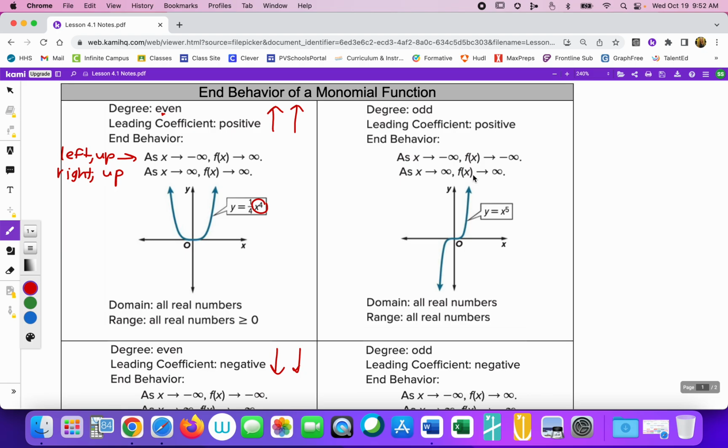They just go opposite directions. So if the leading coefficient is positive, you'll see this down here. It goes down on the left and up on the right. So down and then up. So as x goes to the left, the graph is also going down. So this is left and down, right and up. On these odd ones, very easy. Domain and range are all real numbers because it goes forever left, forever right, forever up, and forever down. The even ones have limitations on them.